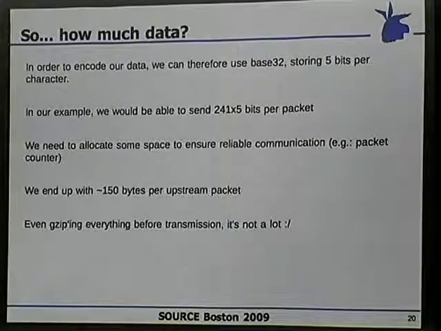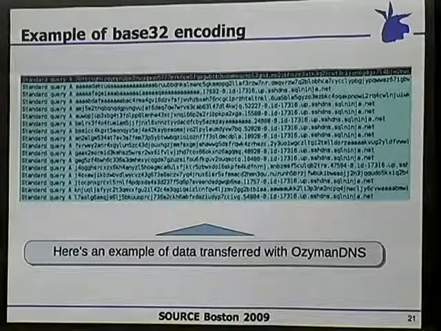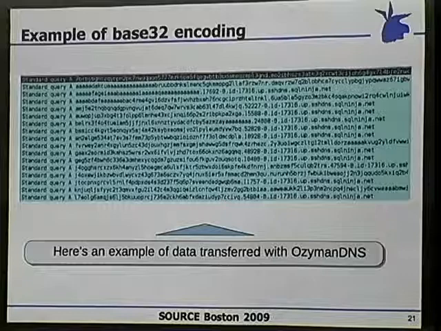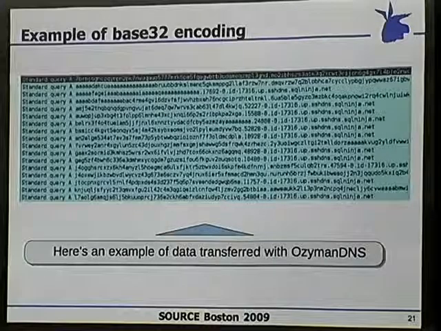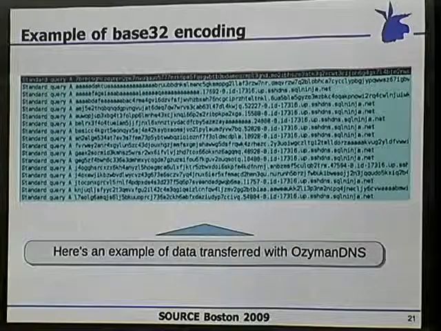That's not very good. And even if you gzip it or anything, it wouldn't get much better. This is one example, this is Dan's baby, Oziman, where we can see the dump, this is actually base 32 encoded data transported over DNS. Yeah, that is how it is today at the moment.